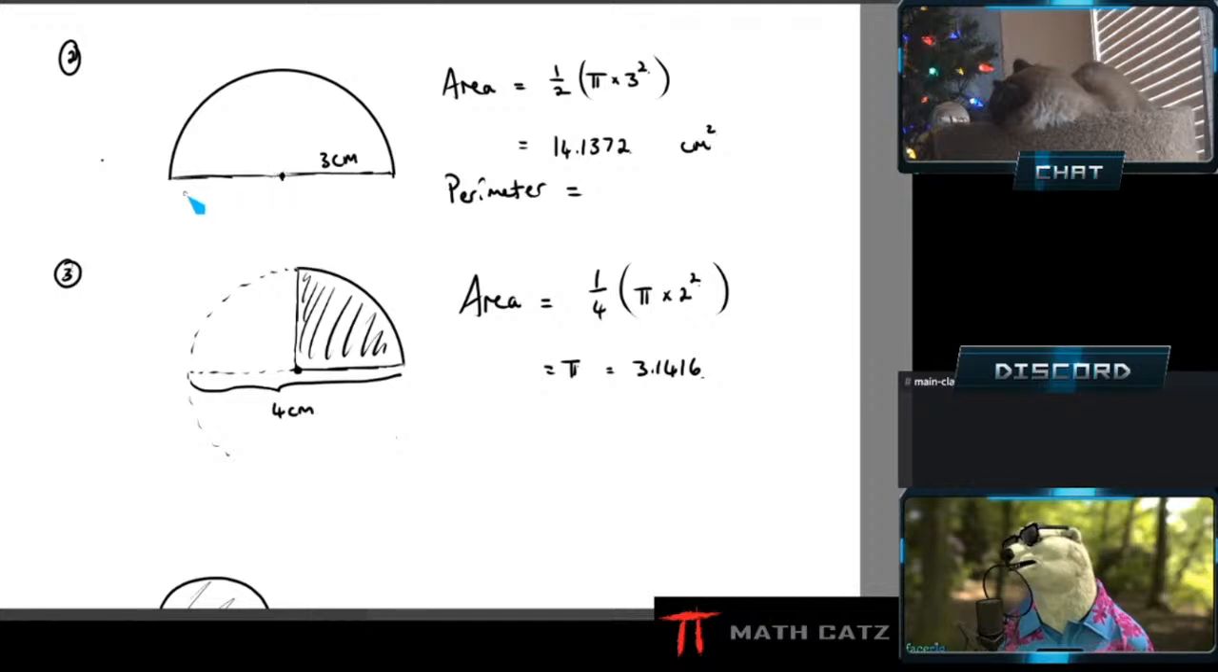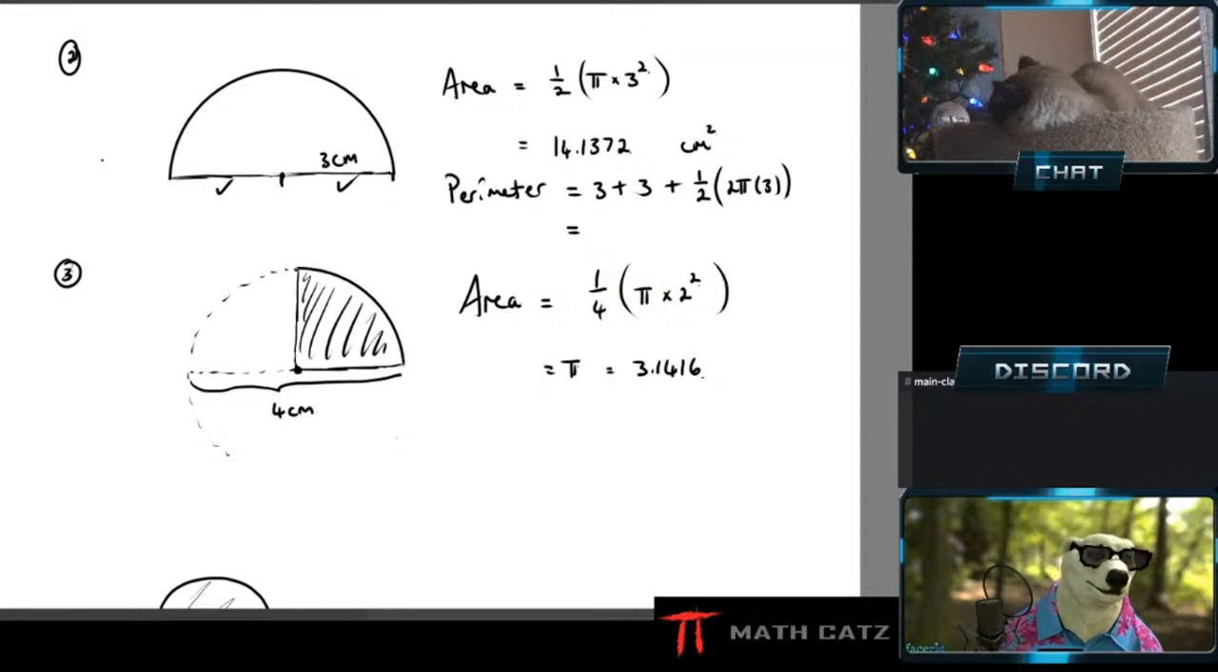Then I have 2 pieces here. Let's break it up. I have 3 centimeters, check. I have another 3 centimeters, check. And then I have a half of the circumference of the circle, 2 pi r. Squeeze it in there. Squeeze it in and calculate it. Plus 3, not 32, plus 3, plus 3 times pi.